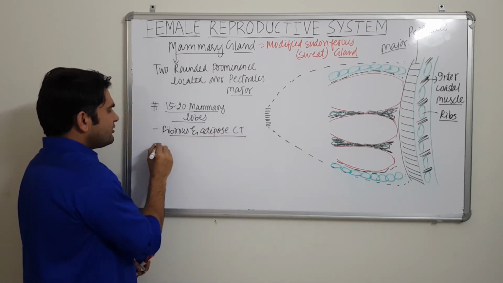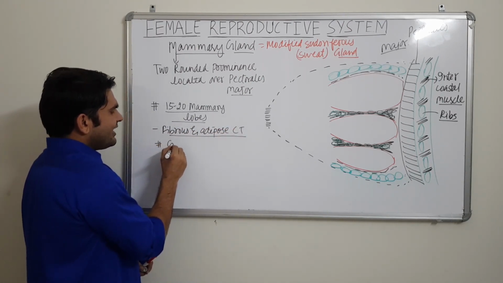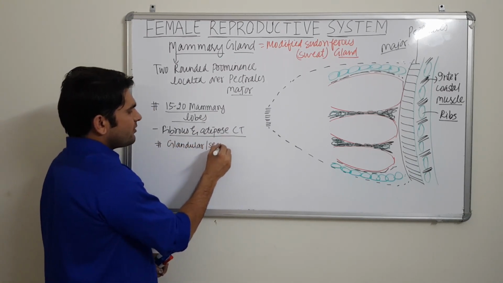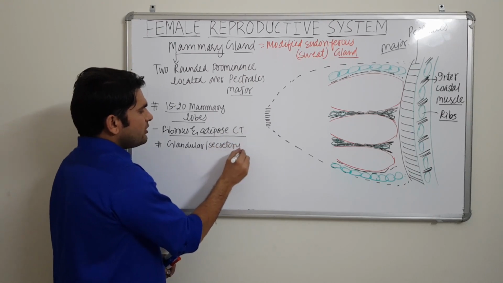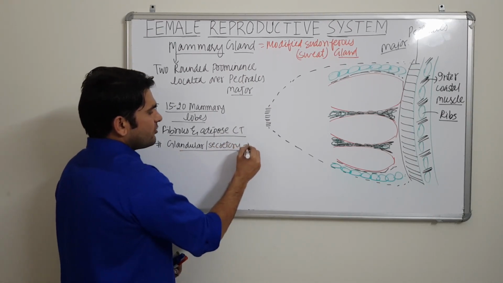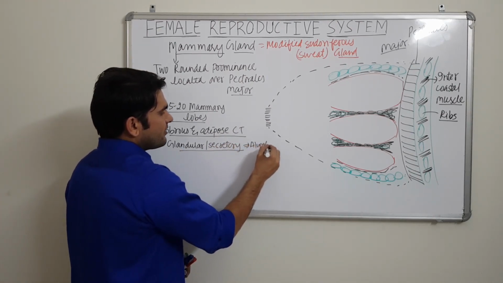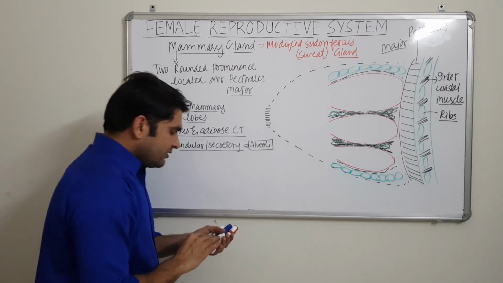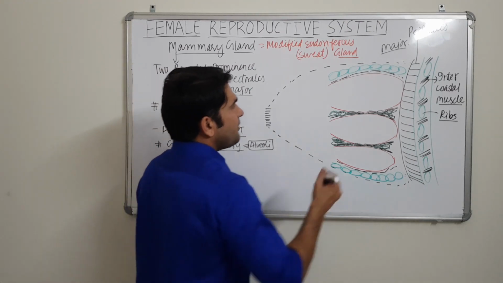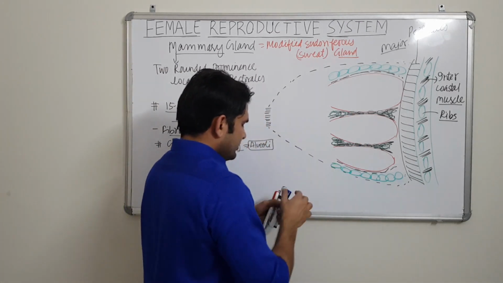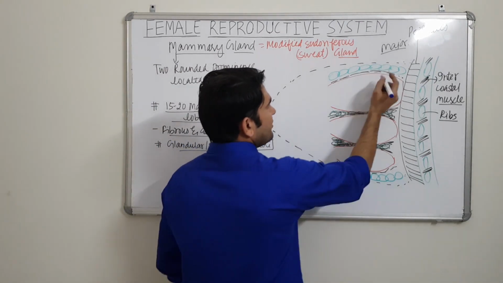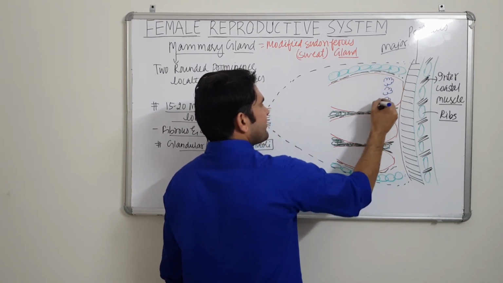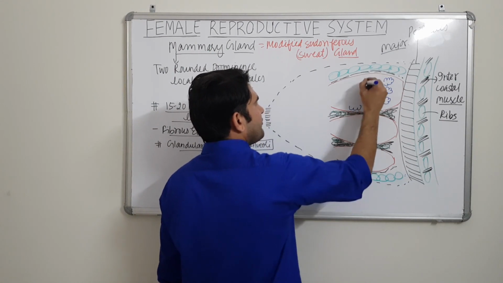Third, the mammary gland also consists of glandular or secretory structures, tubulo-glandular or secretory structures, which are like sacs, and we call them mammary alveoli. So inside each lobule there are numerous tubulo-secretory structures, and these are grape-like, and these grape-like structures are known as mammary alveoli.